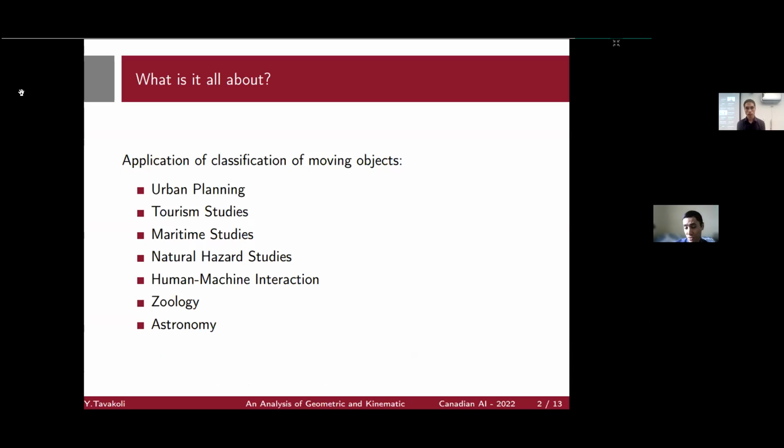The classification of moving objects has a wide range of applications, since there exist all kinds of moving objects in different fields, such as cars and buses, tourists, ships, hurricanes, human hands, animals, asteroids, and much more. Now, let's see what sort of data we are looking at when working with moving objects.